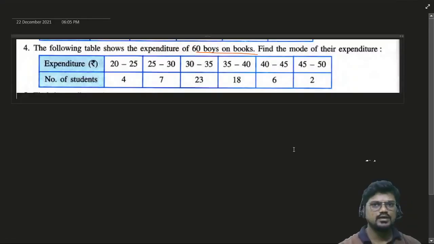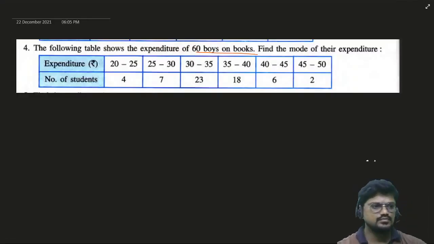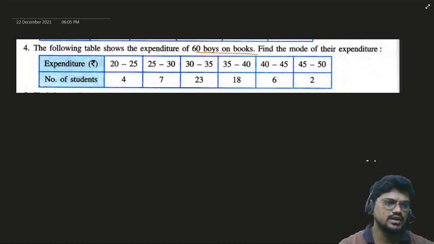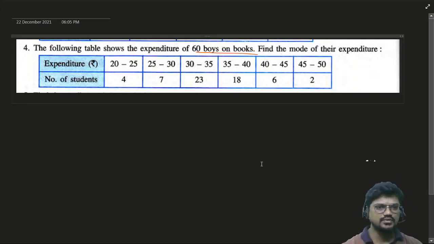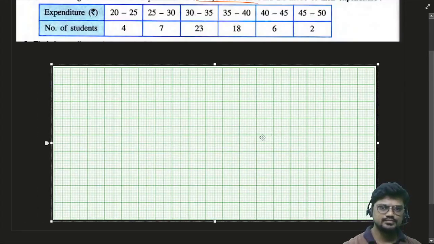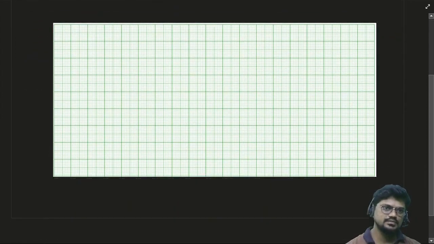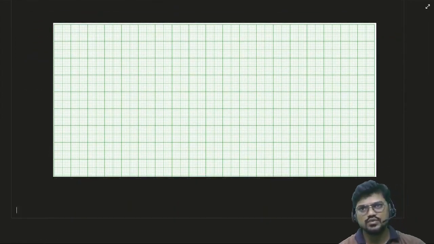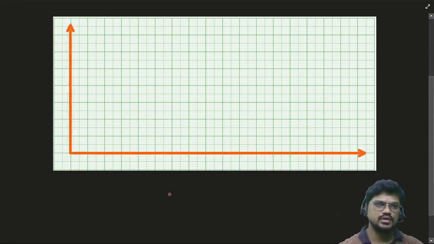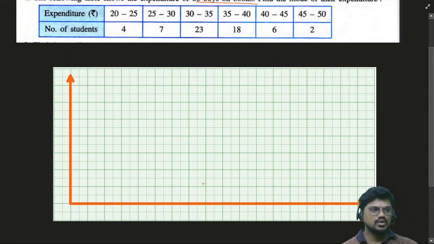See over here, now this is that data. First, you'll directly make the histogram using a graph. I'll take a graph, just a moment. Now see how we make the graph of this. First you have to draw the x and y axis. So we'll make the x and y axis over here. Fine, drawn.